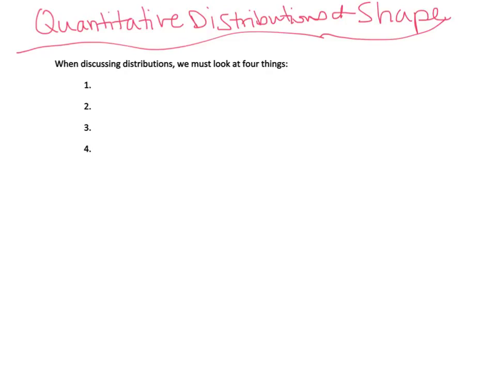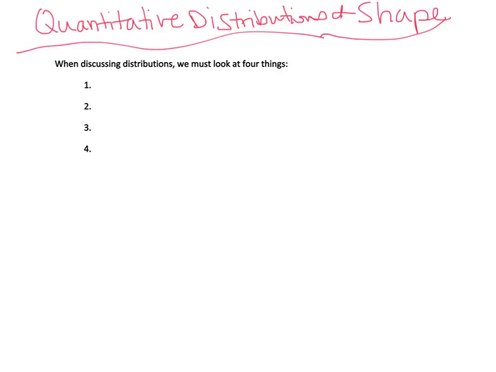So oftentimes if you are in an AP class with statistics or you're taking the AP test, they will say something like describe the distribution, or sometimes they'll say compare two distributions. Whenever you see the word distribution and you have to describe or compare something, you always are going to have four things that you want to mention.